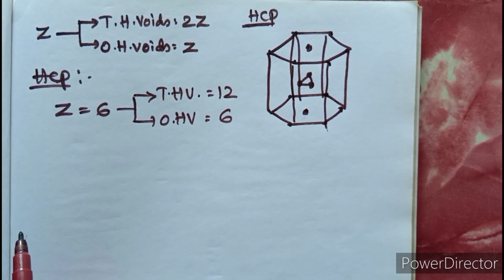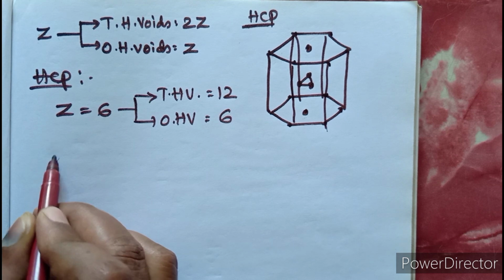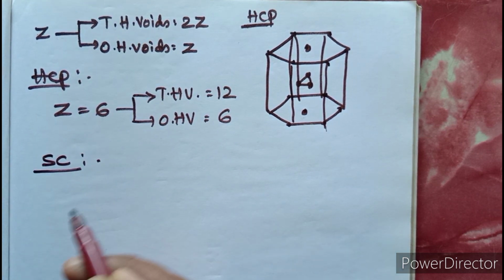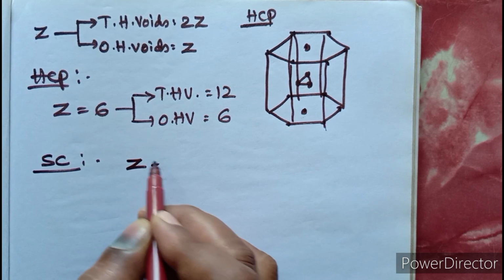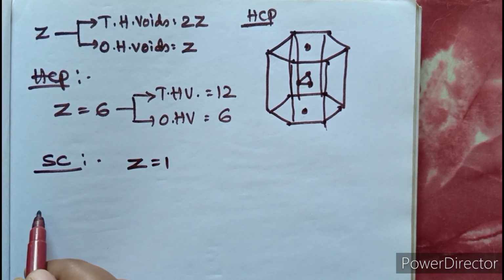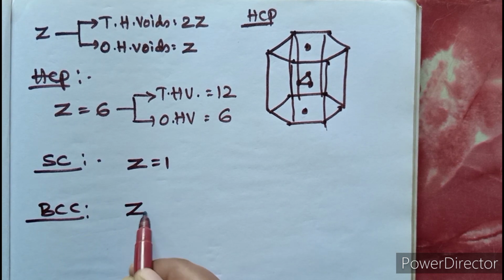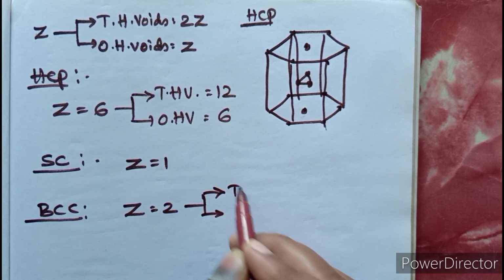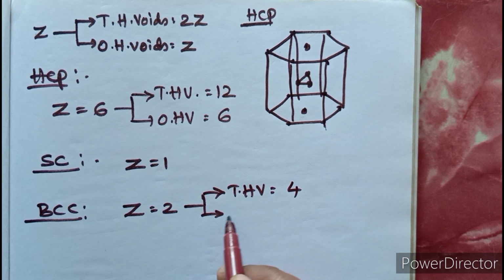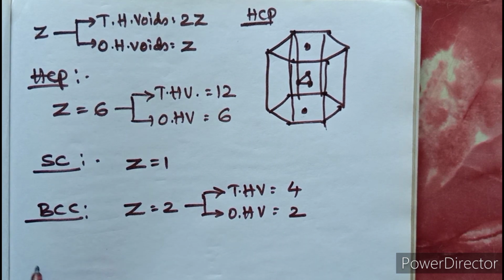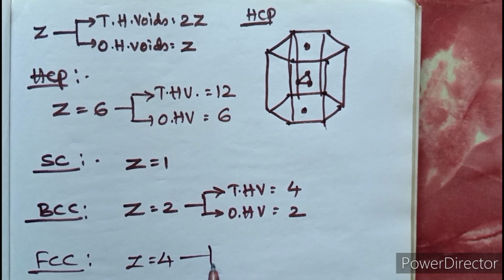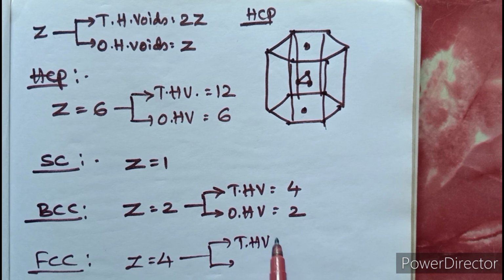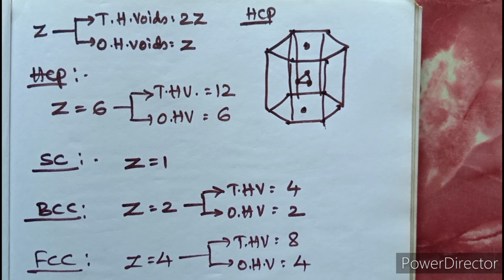In this manner, for other structures, for a simple cubic structure, the number of atoms per unit cell is 1, and for BCC structure, the number of atoms per unit cell Z is 2. It contains two types of voids: tetrahedral voids equal to 4 and octahedral voids equal to 2. And for face-centered cubic structure, Z is 4 and it contains 8 tetrahedral voids and 4 octahedral voids, depending upon the Z value.